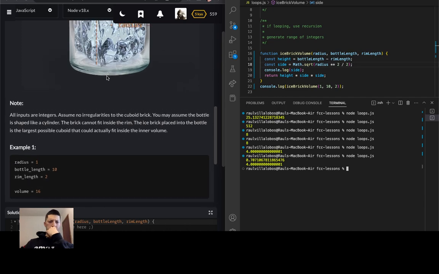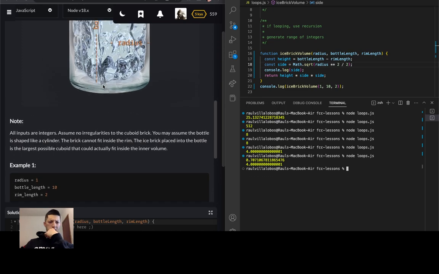The radius is 1. All inputs assume irregularities. An ice brick placed into the bottle is the largest possible cuboid that could actually fit inside the inner volume.